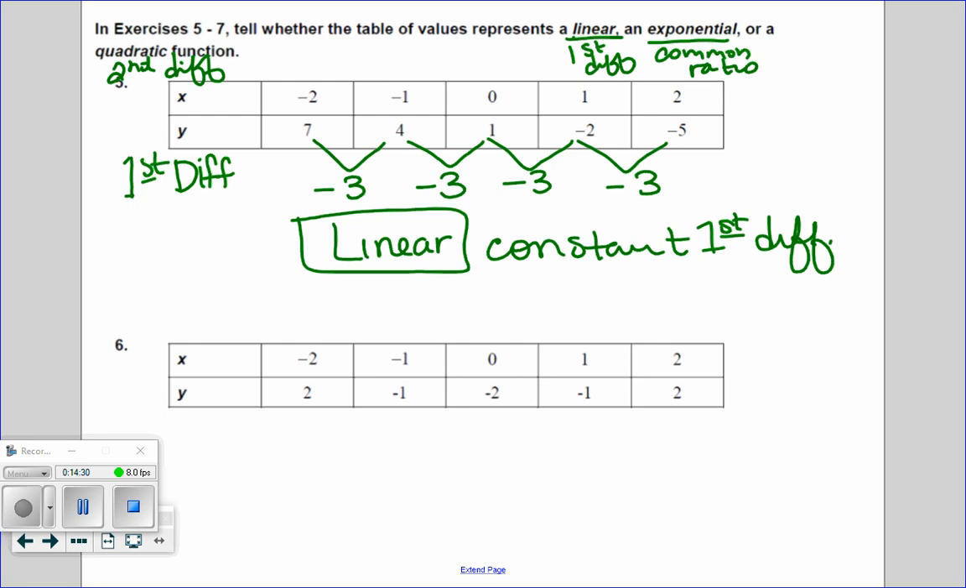Look at what the y is doing. It starts at 2, then it goes to -1, then it goes to -2, then it goes to -1, then it goes to +2. What do you think this might be? Do you think this would be linear also? No, right? I see this decrease up until a certain point, and then it starts to go back up and increase again, right? So which one do you think might be doing that?